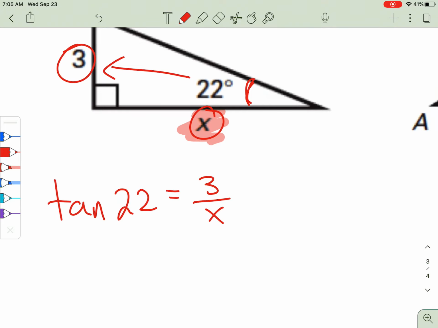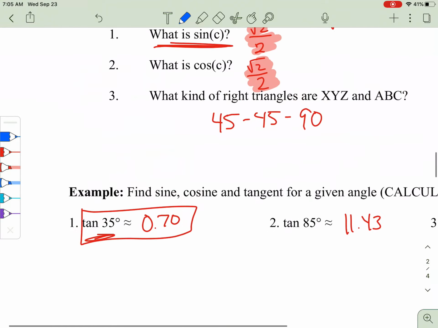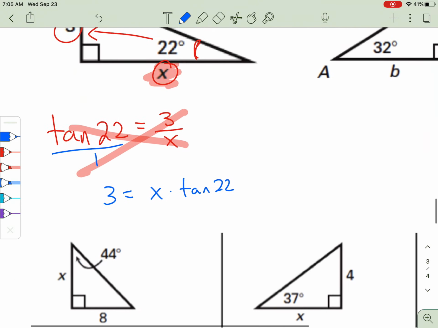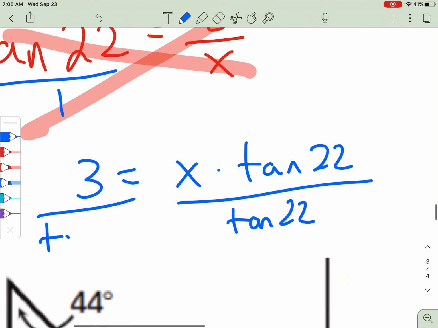So I'm just going to show you how to do this. We're basically going to cross multiply. Okay, so I have 3 equals x times tangent of 22. Tangent of 22 is a number, right? Like if you look up here, we'd get a decimal. Okay, and now I'm going to divide to get x by itself by tangent of 22. You could have also already calculated it at this point.